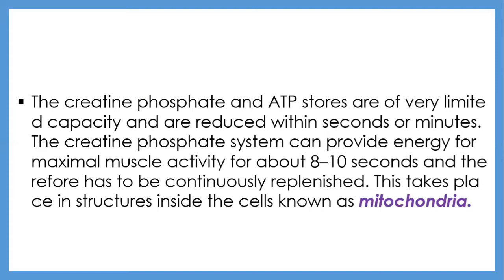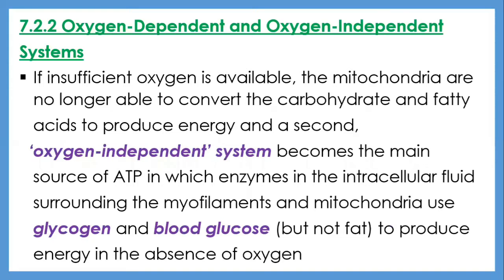Now, what will happen if the ATP and creatine phosphate stores are depleted? Well, the moment they are depleted, the muscle will actually go into rigor, as happens shortly after death. A state of rigor mortis sets in through the loss of all ADP. And next, we have oxygen dependent and oxygen independent systems.